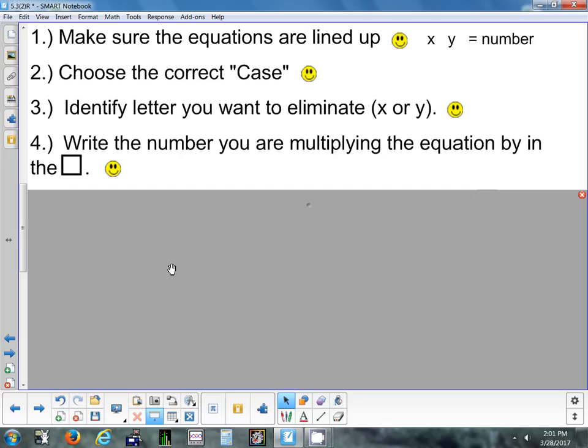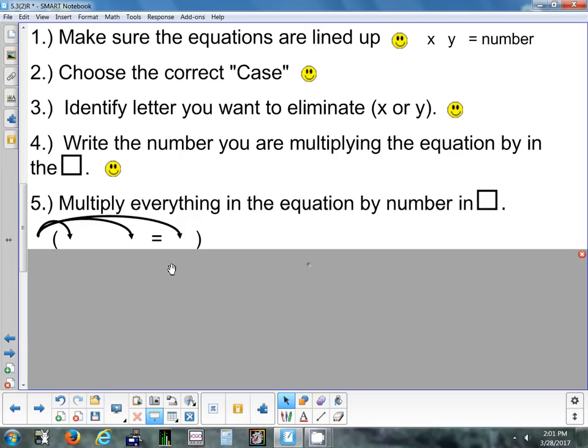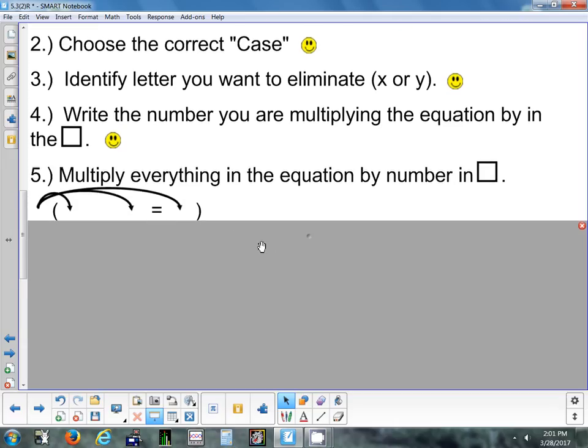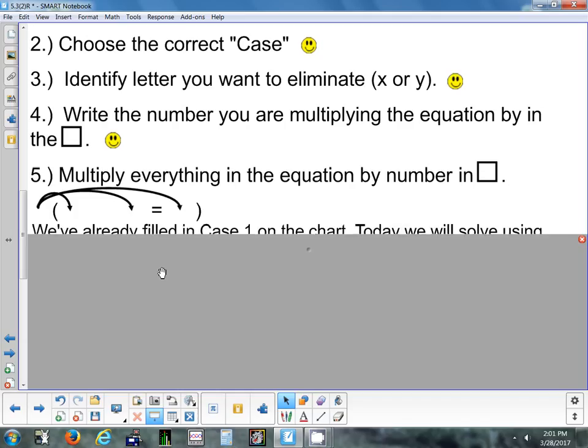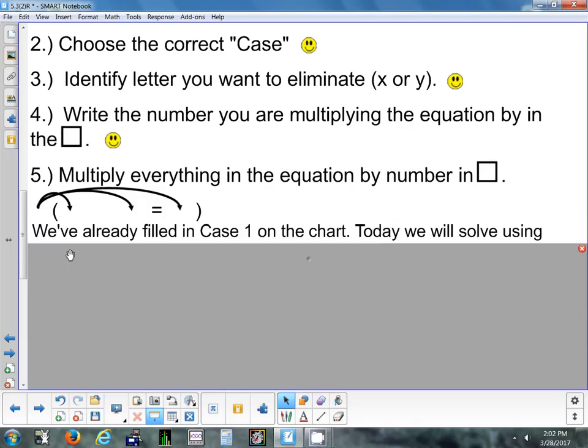All right, last step. Multiply everything in the equation by the number you put in that little box. That's the number you're multiplying everything by. Here's a little visual, guys, that shows you what it looks like. Here's your number here, the first term you have to multiply by. So it'll be multiplied by whatever the x is, multiplied by whatever the y is, and then multiplied by whatever the number after the equal sign is. You're going to multiply by all three things.